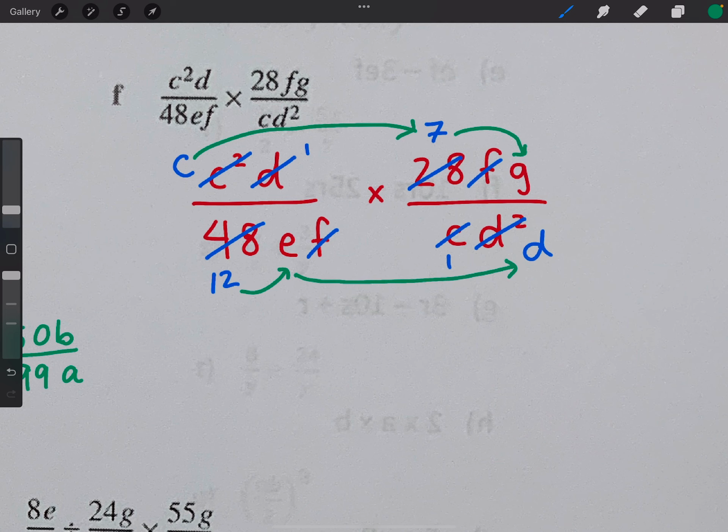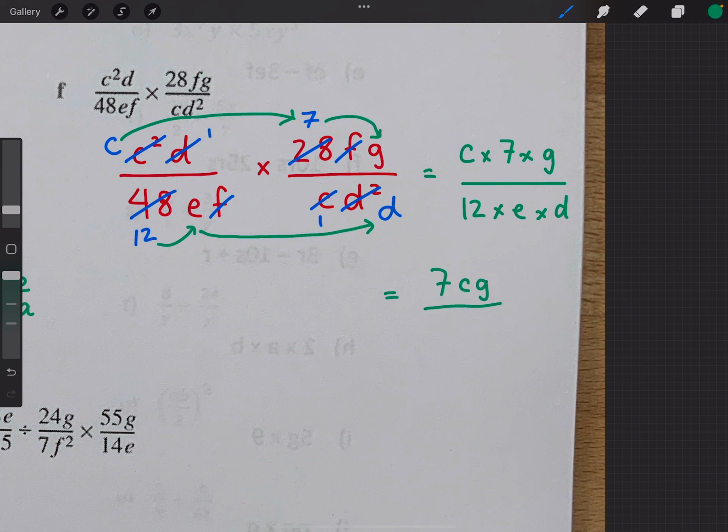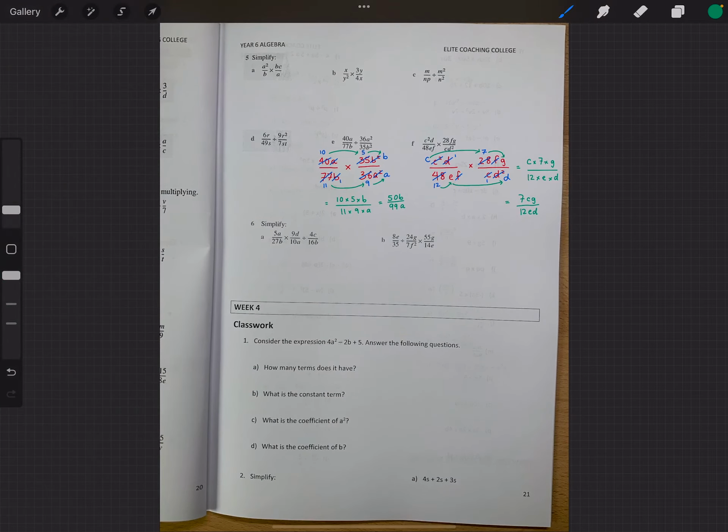Alright, so that answer is equal to, all of that is equal to c times 7 times g all over 12 times e times d. And the answer is 7cg over 12ed. And there's your answer.